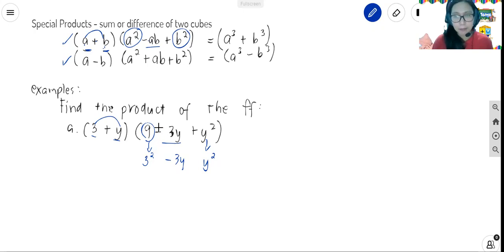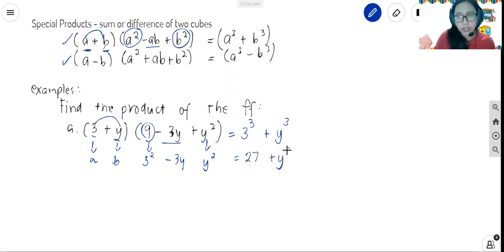Therefore, our answer will simply be the cube of A, which is 3. This is our A, this is our B, plus the cube of B, or the second term, which is equal to 27 plus y cubed. That is simply that.